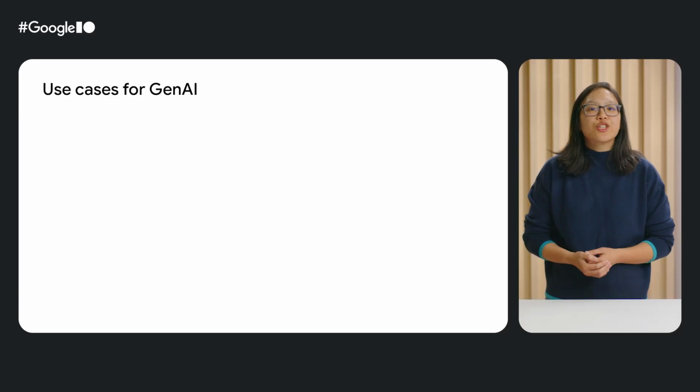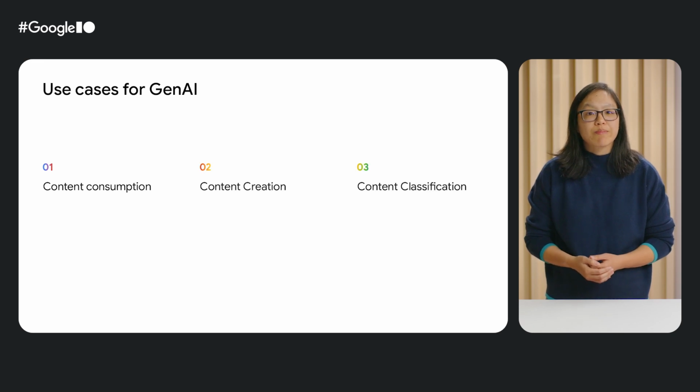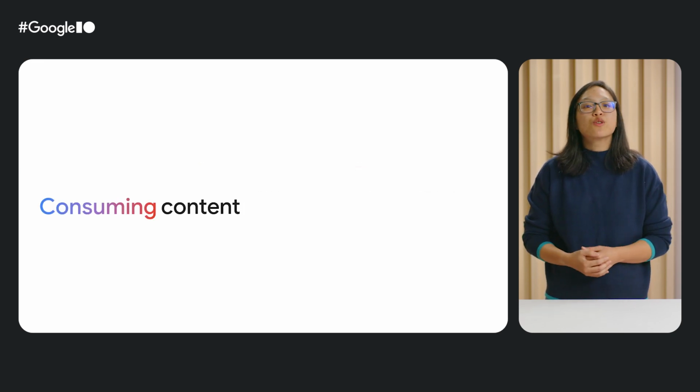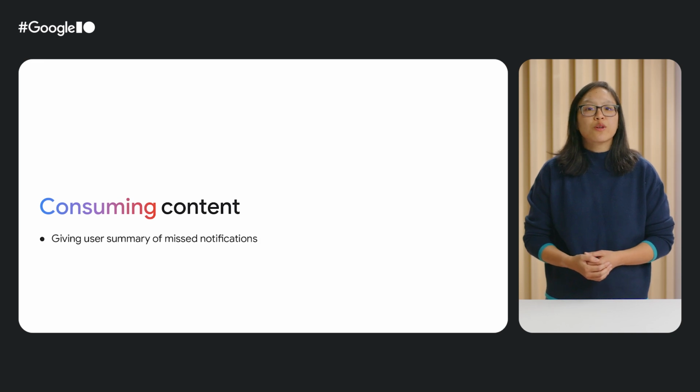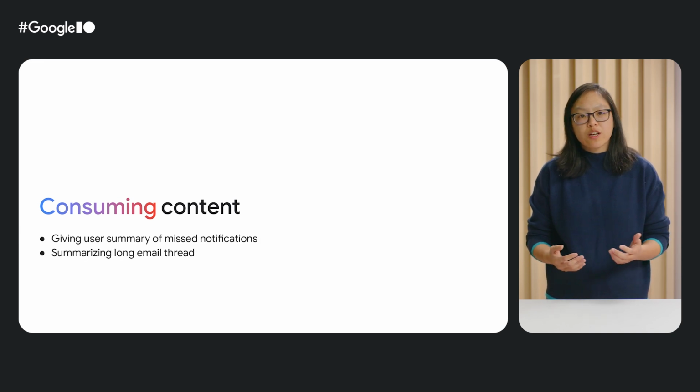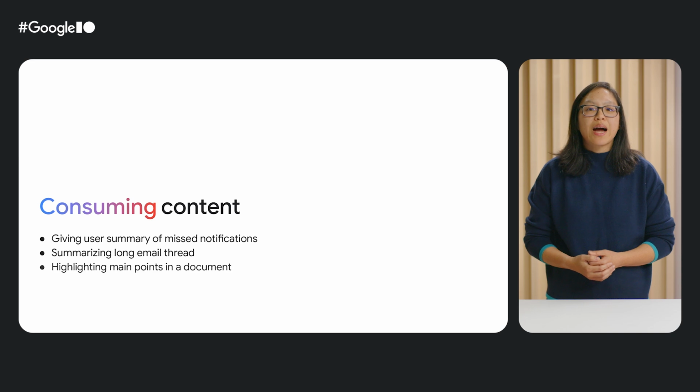Successful Gen AI usage typically focuses on one of the following: content consumption, creation, or classification. Gen AI can help users consume content from different sources by aggregating, condensing, or extracting important information. For example, providing a summary of users' notifications, summarizing contents of an email thread, highlighting main points of a document, or extracting information from an image to be returned as text.